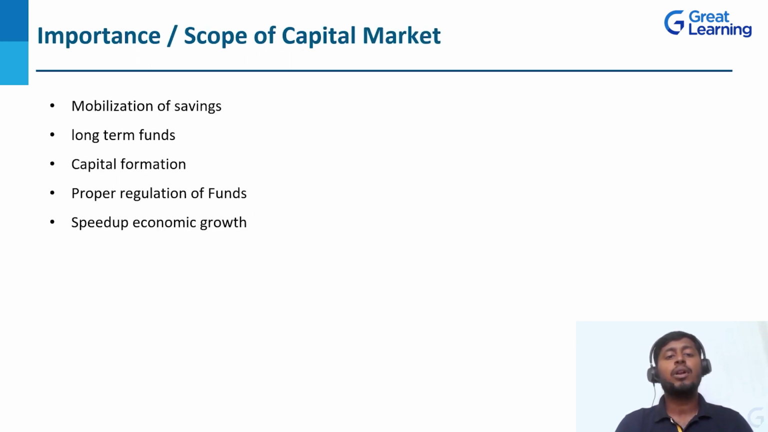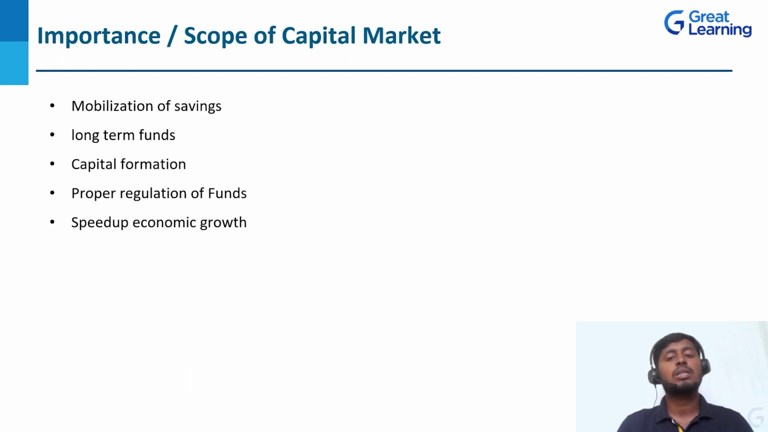Next, the importance or scope of the capital market. Is there any importance or scope of the capital market? Yes, absolutely. So we'll see what the importance of the capital market is. First one, mobilization of savings. The capital market will improve the savings habit of individuals. Otherwise, they would spend on something else. But the capital market is very important. It creates the habit of saving.